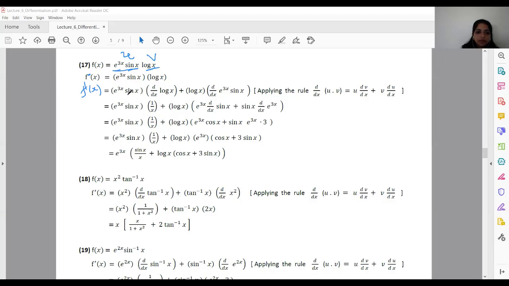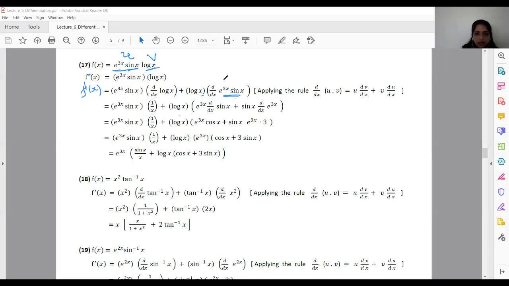Now first, u keep it same. So e raised to 3x sin x, keep it same, into the derivative of log x, d by dx of log x. Plus log x, keep it same, and d by dx of e raised to 3x sin x. Derivative of log x is 1 by x. Log x, keep it same.